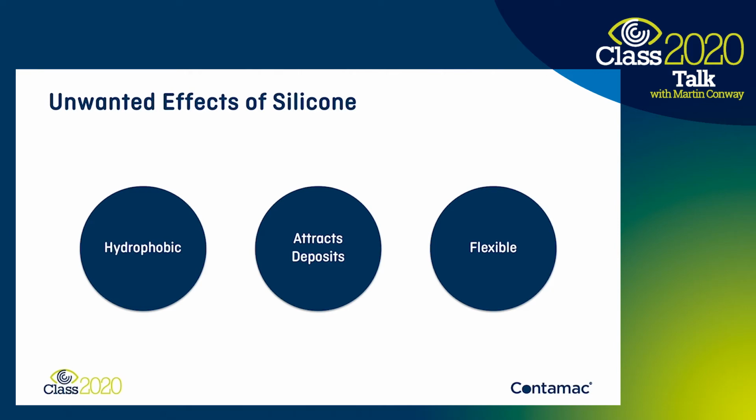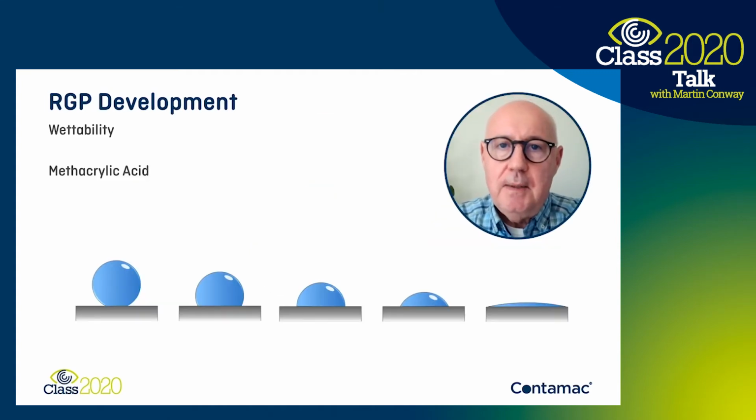The other side effect that we should be aware of is the fact that silicon in hard lenses can actually make the material more flexible. PMMA on its own is a very rigid material, which is ideal for a contact lens. But as we introduce silicon, it can make the lens flex more. To counteract the wettability issues, we introduce the use of hydrophilic monomers to counteract the hydrophobic tendency of silicon. And one such molecule is methacrylic acid.